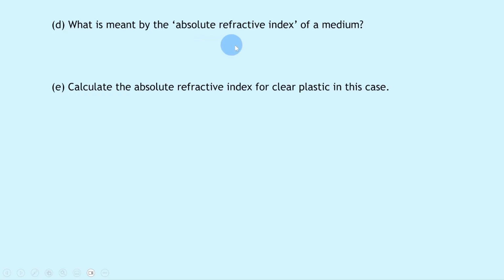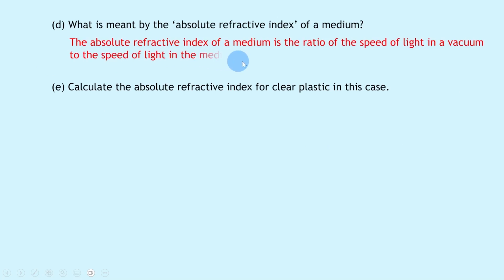Part D says what is meant by the absolute refractive index of a medium. Well, remember the definition for this that you should learn says that the absolute refractive index of a medium is the ratio of the speed of light in a vacuum to the speed of light in the medium. And a good way to remember that is the equation n equals v1 over v2, or an alternative form which is probably more helpful is n equals c divided by v, n equals c over v. Because that helps you remember that you've got speed of light in a vacuum c divided by the speed of light in the medium v.